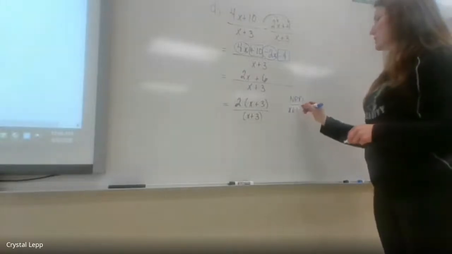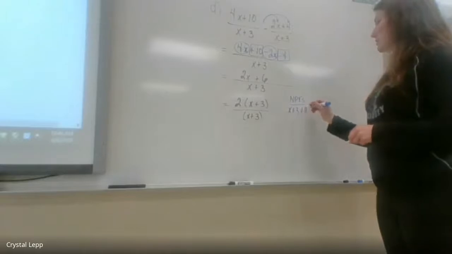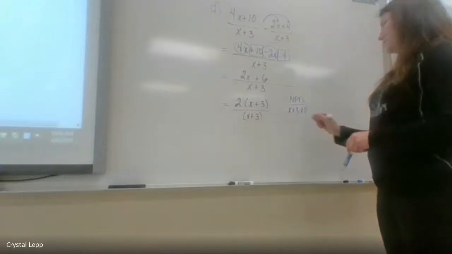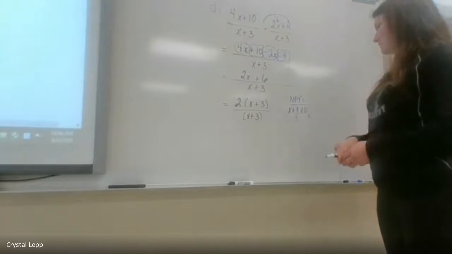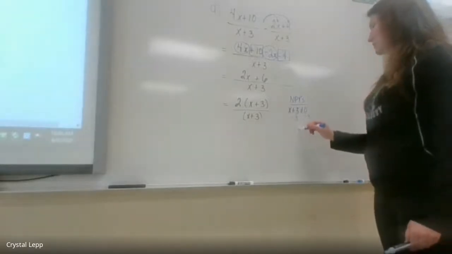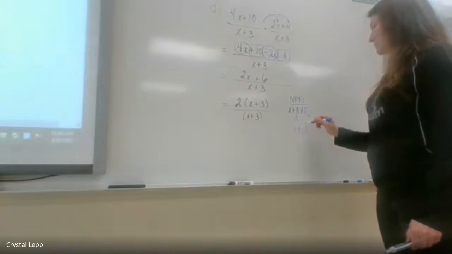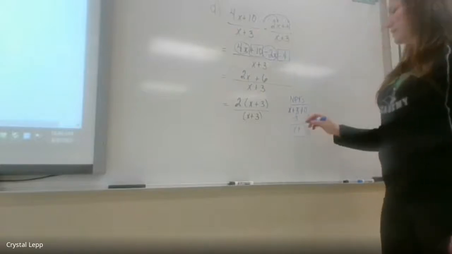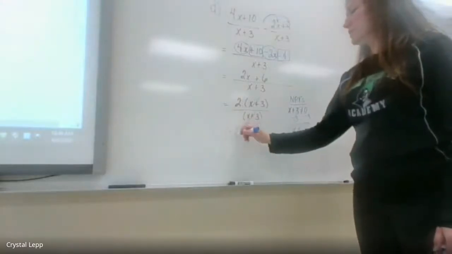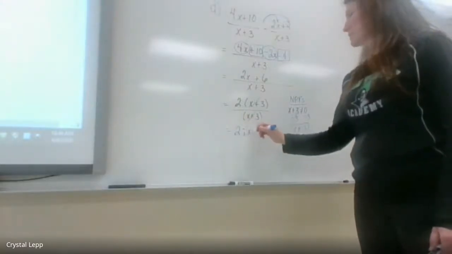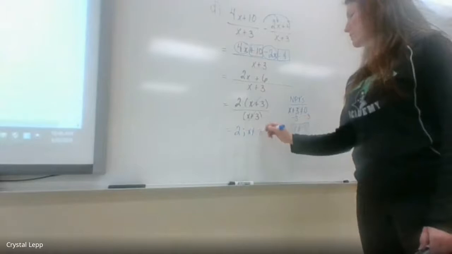So we have x plus 3 cannot equal 0. Subtract 3. x cannot equal negative 3. Now, once we state our NPVs, these can cross off, and our answer is 2, with a semicolon behind it, x cannot equal negative 3.